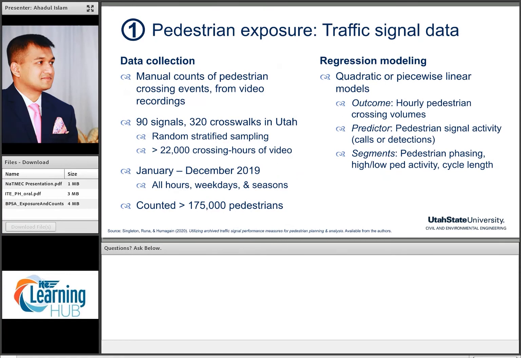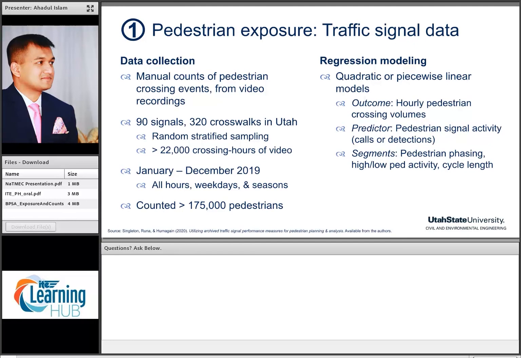The pedestrian crossing events were manually counted from video recordings for 90 signals and 320 crosswalks in Utah, for more than 22,000 crossing hours of video at all hours, all weekends, all weekdays, and all seasons. They counted more than 175,000 pedestrians in the process. Then the data were modeled, from which we got the hourly pedestrian crossing volumes with pedestrian calls as predictors.